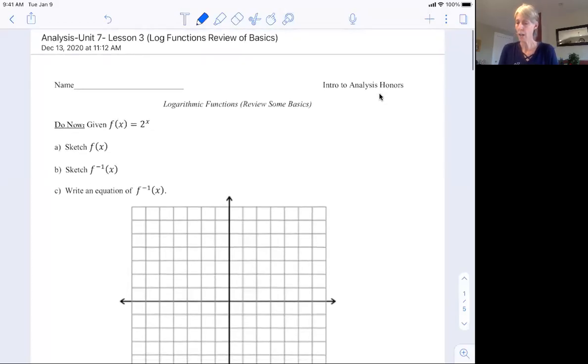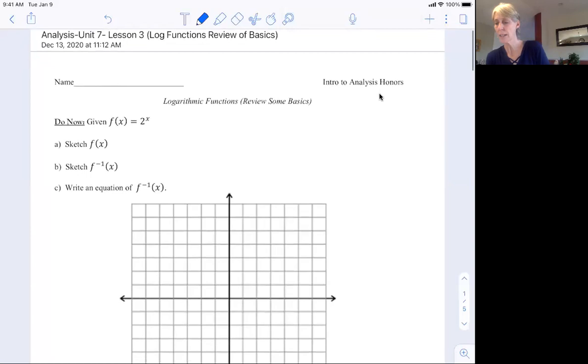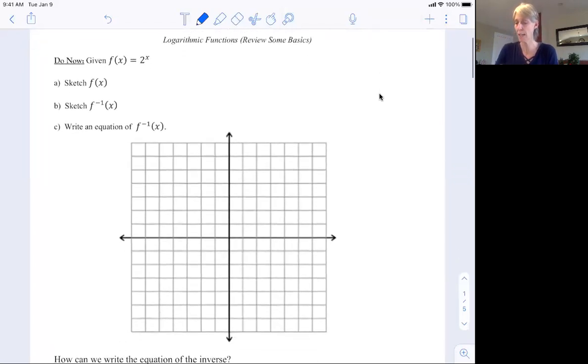Hi, everybody. Today we're on Unit 7, Lesson 3, and it's really just a review of some of the basic things you should know about log functions from your algebra class. We're going to start today with a function f of x equals 2 to the x, which is an exponential function. I want to sketch f of x, sketch the inverse, and then come up with an equation for the inverse.